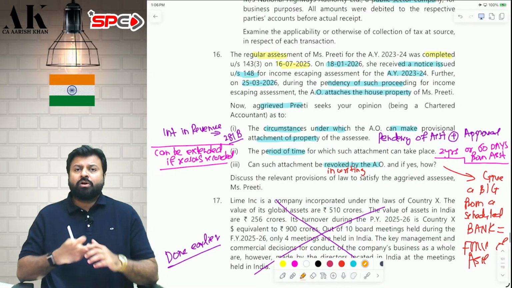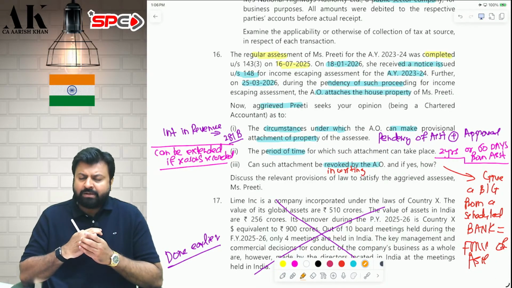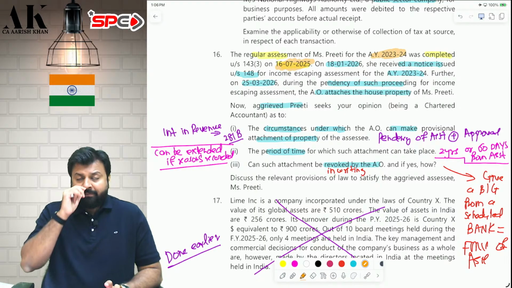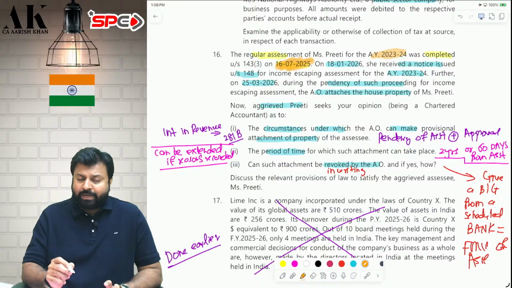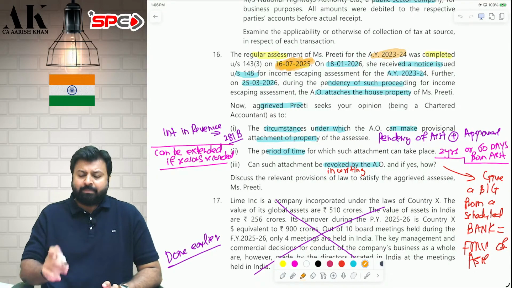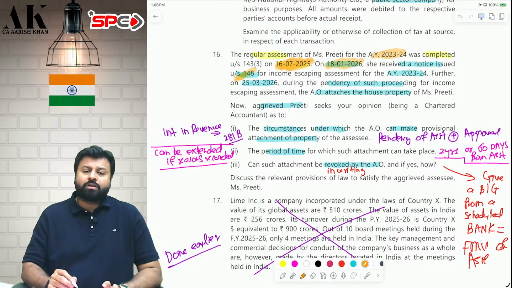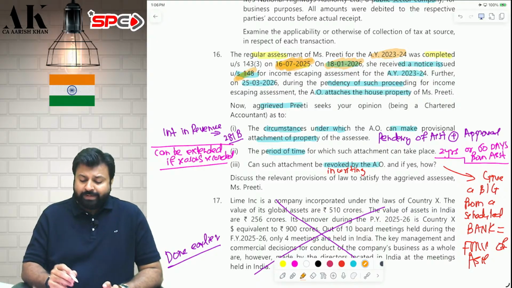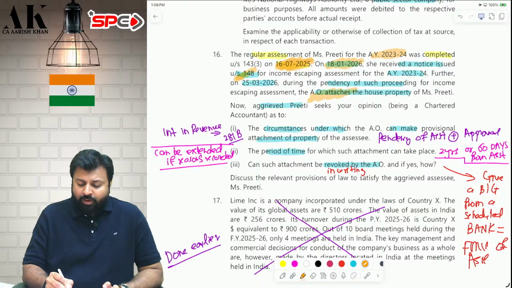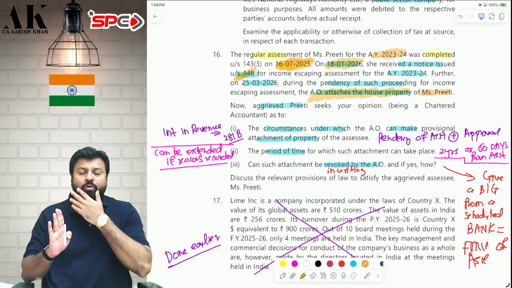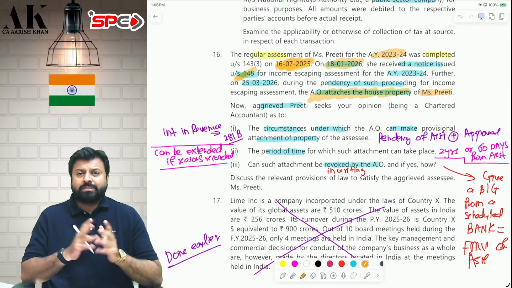Next question is on provisional attachment. Let's try to understand what this question is all about. First of all, the regular assessment for AY 23-24 of the assessee was completed on 16th of July 2025. Okay, regular assessment completed. Then income escaping assessment notice has come on 18th of January 2026. During the income escaping assessment, the AO wants to attach the house property of Miss Preeti. So the AO wants to do provisional attachment under section 281B.